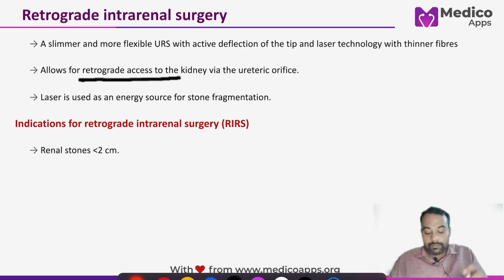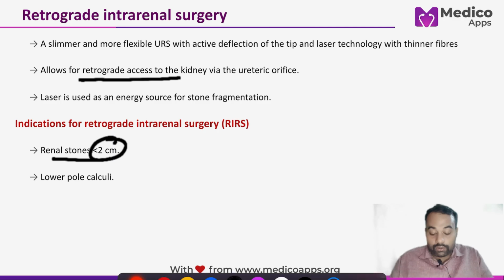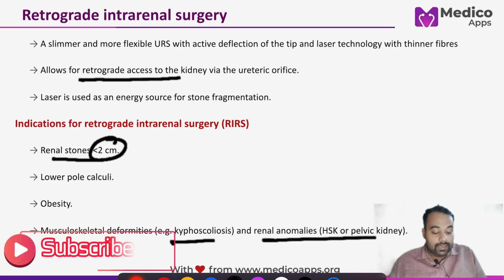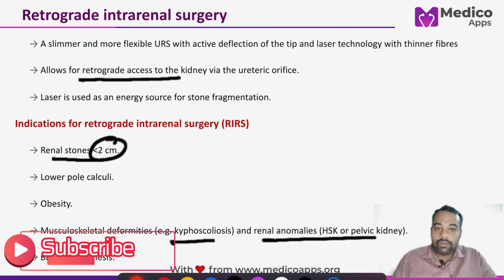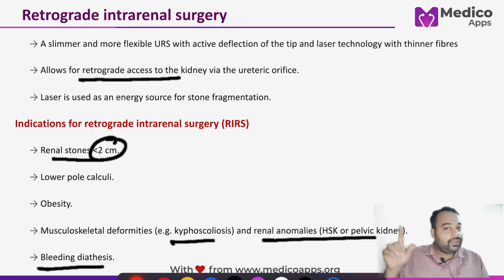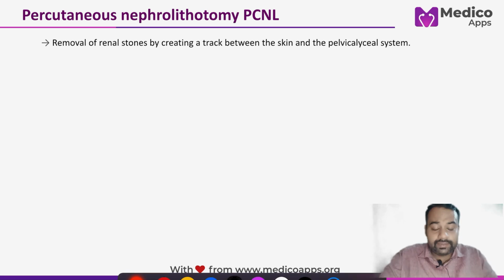So the indication, obviously, is renal stone that is less than 2 centimeters, right? Your lower pole calculi and obesity. Okay, obesity, and sometimes musculoskeletal deformities like kyphoscoliosis, and renal abnormalities are also important. But the good thing is that with your bleeding disorder, which is eventually a contraindication in case of ureteroscopy, you can use it here.